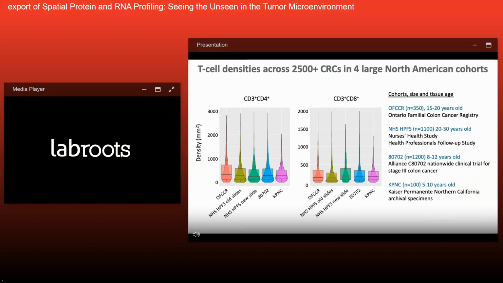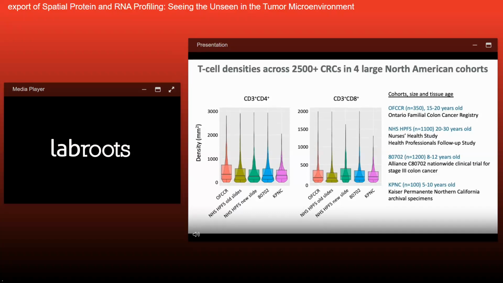This slide shows an example of an analysis that we've done across more than 2,500 colorectal cancers across 4 large North American cohorts. All of the tissue that was in these studies came from different institutions, was prepared at different times, and has been stored under very different conditions. You can see the ages and the specifics for the different cohorts shown on the right.